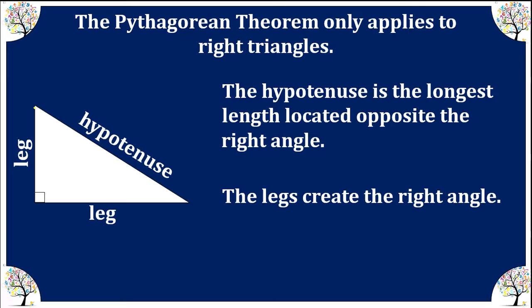Here we have the right angle represented with this symbol. The two sides that create the right angle of the right triangle are called legs. The side opposite of the right angle is called the hypotenuse. The hypotenuse is the longest length of a right triangle.